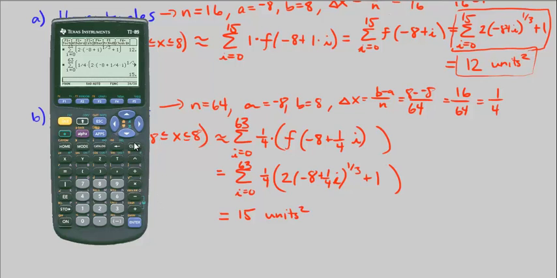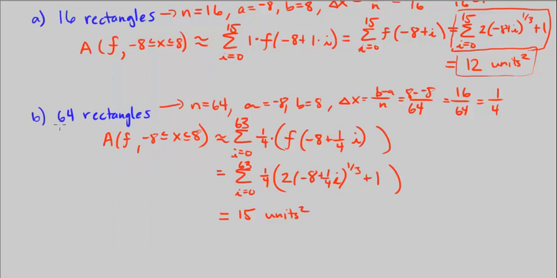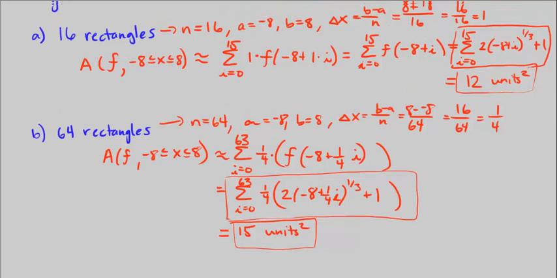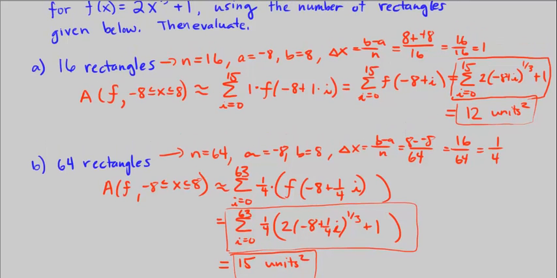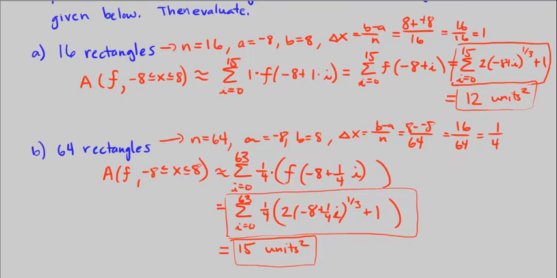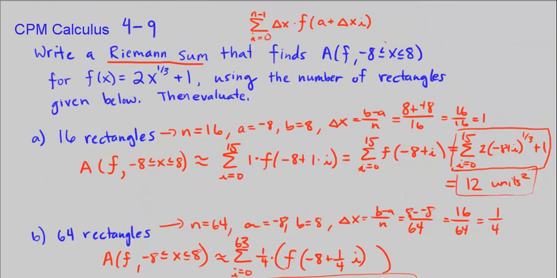squared. Okay, so let's put away the calculator. I see 64 rectangles gives me 15 units squared, and this is the Riemann sum that I'm calculating. So we see that if we increase the number of rectangles, we're going from 12 units to 15 units, and we know this is a better approximation for the area under the curve between negative 8 and positive 8. All right, so that ends for us CPM Calculus Chapter 4, number 9.